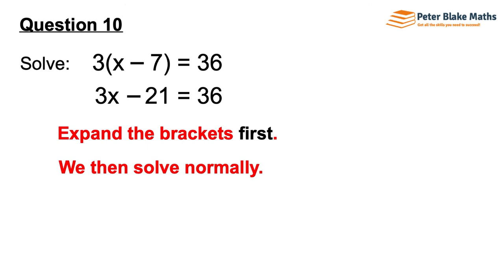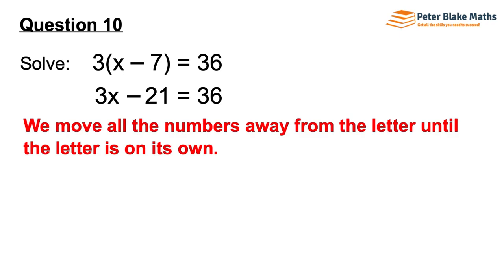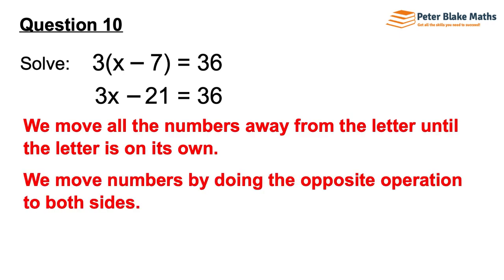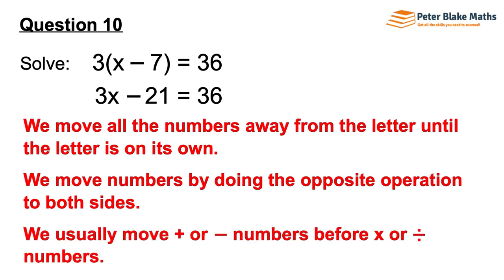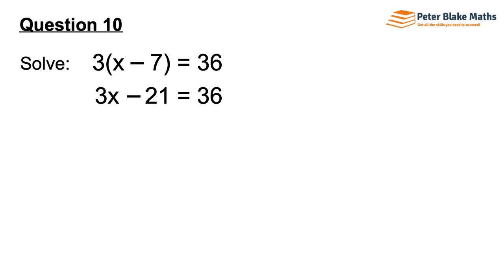Then we've got a normal two-step equation to solve. We move all the numbers away from the letter until the letter's on its own. We move numbers by doing the opposite operation to both sides. And we usually move a plus or minus number before a multiply or divide number. So we'll choose to move the minus 21 with a plus 21 both sides. That'll leave us with 3x on the left hand side and 57 on the right hand side.